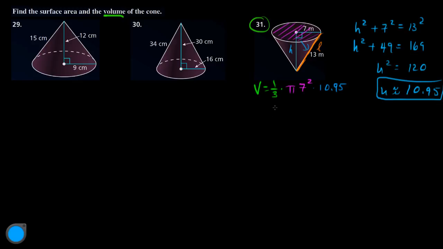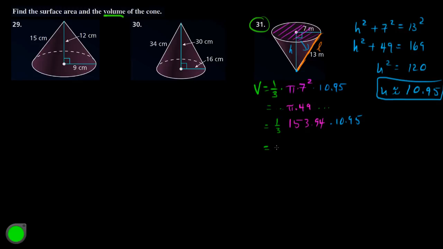So let's calculate each of these things. I've got 7 squared. Remember, exponents happen before multiplication, PEMDAS. So 7 squared is 49, right? So 49 times pi. And 49 pi is about 153.94. Multiply that by 10.95, our true height, the one that's perpendicular to the base and goes to the vertex of the cone. I know I'm skipping, but you get the idea.